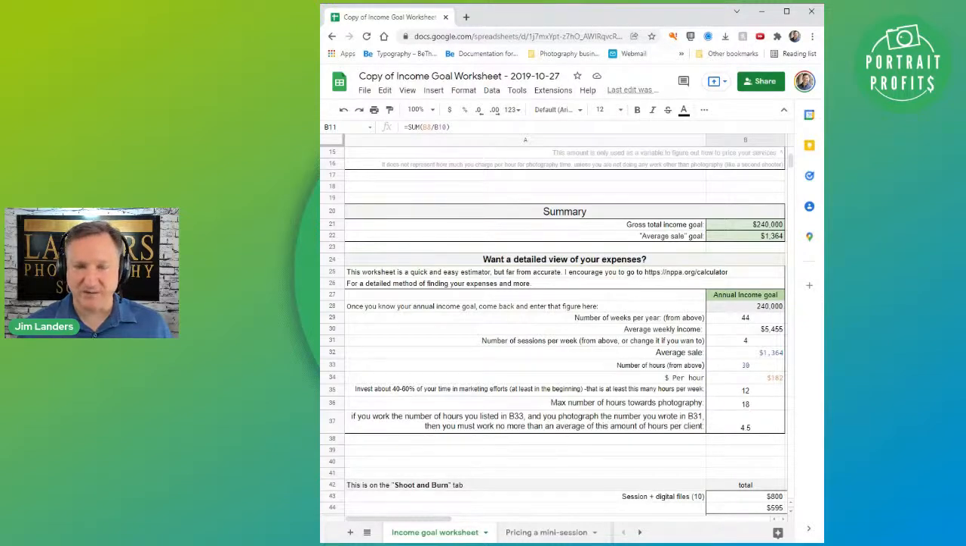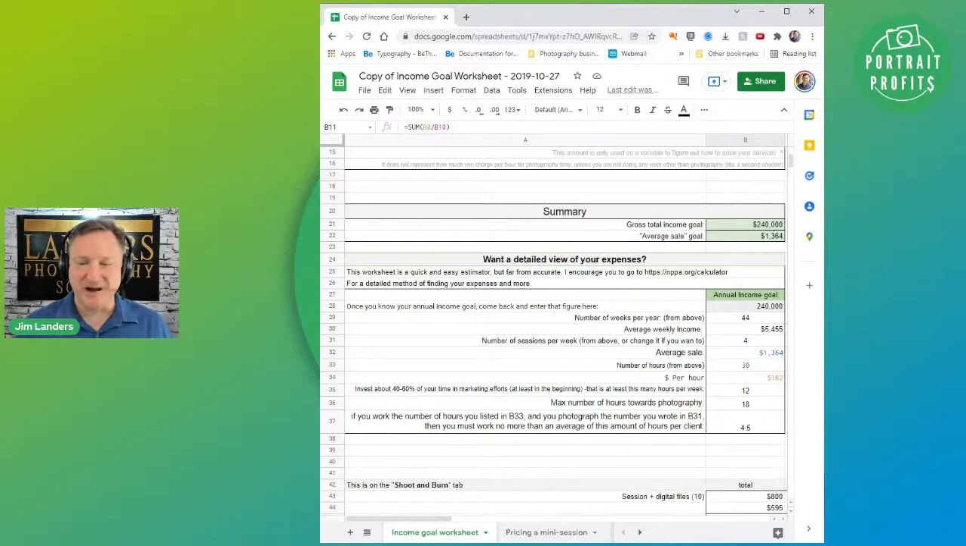18 hours is the maximum number of hours you can spend on photography. Now, when I say photography, that means everything directly attributable to a client. So the whole creative process I mentioned earlier. From that first phone call, the planning session, the session itself, culling the images, showing the images, sending it to the printer, getting it back and putting it up on the wall, those are directly attributable to a client. The other things aren't.